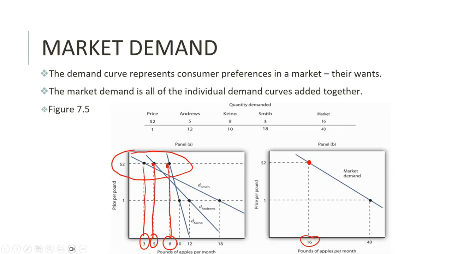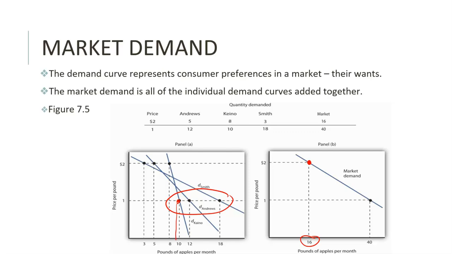And then we do the same thing for $1. So at $1, Kano wants 10 apples, Andrews wants 12, and Smith wants 18. So we add those together and we get at $1 our market demand is 40. So we're going to add these horizontally.